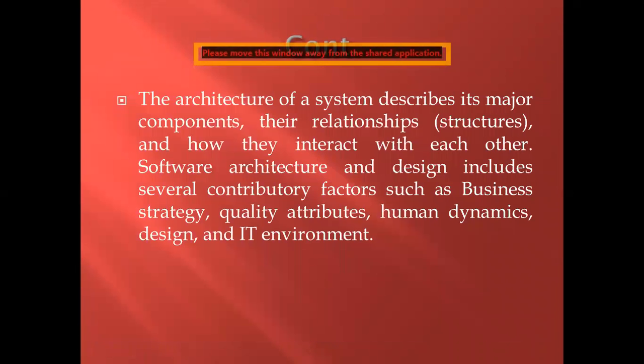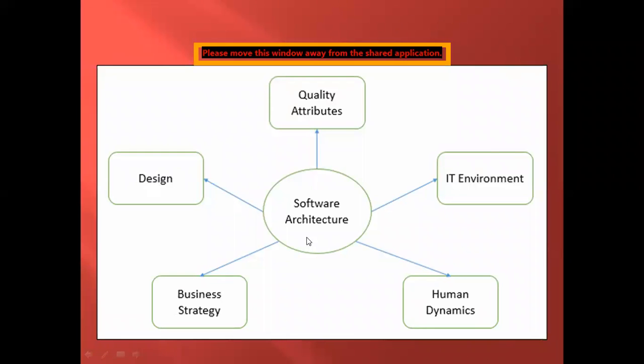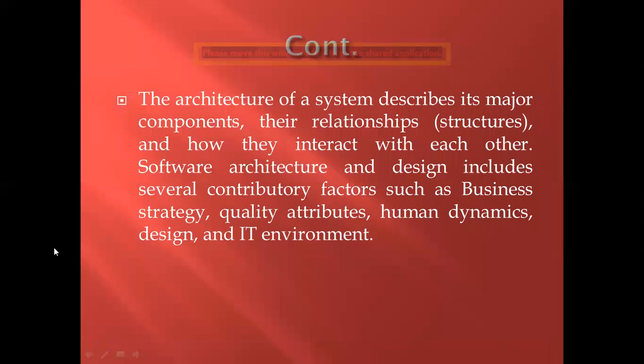Now here we can see the architecture of a system describing its major components. So these are the major components and their relationships: the relationship with the design, quality attributes, IT environment, human dynamics, and business strategy. During the architecture phase, we study these relationships and how they interact with each other.